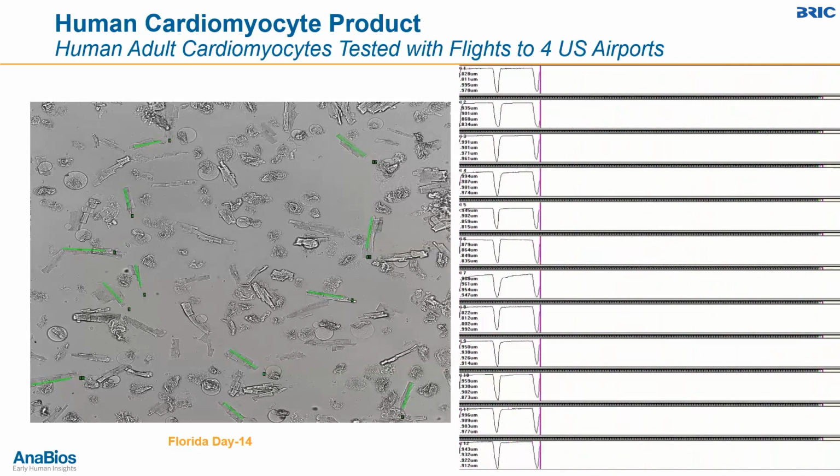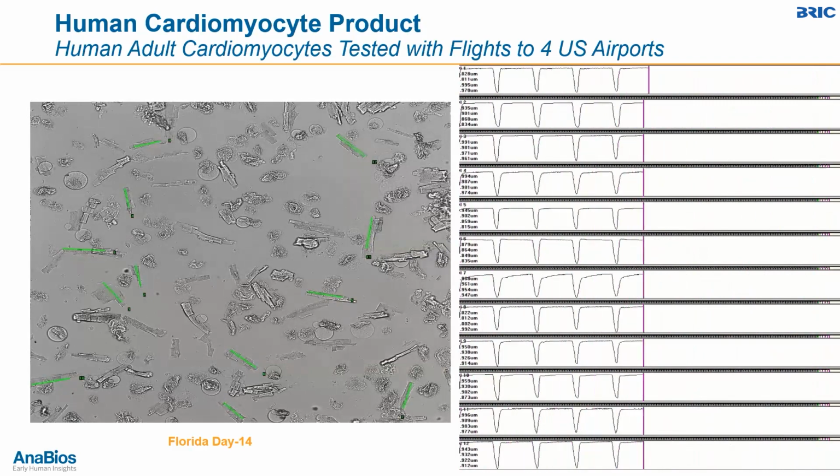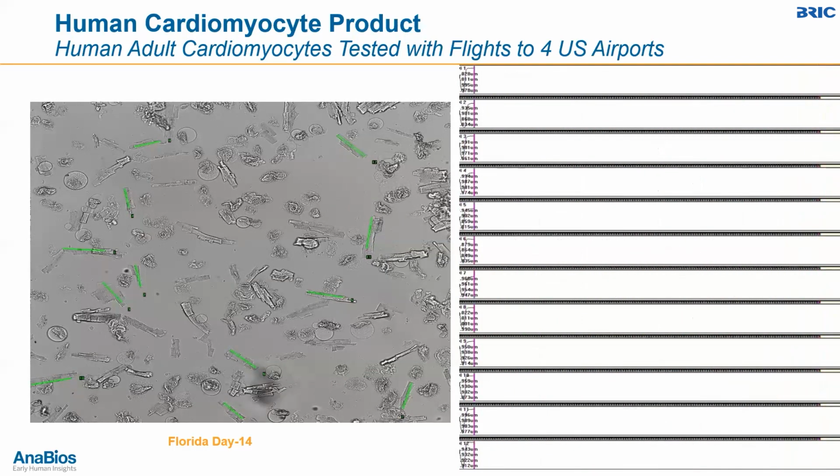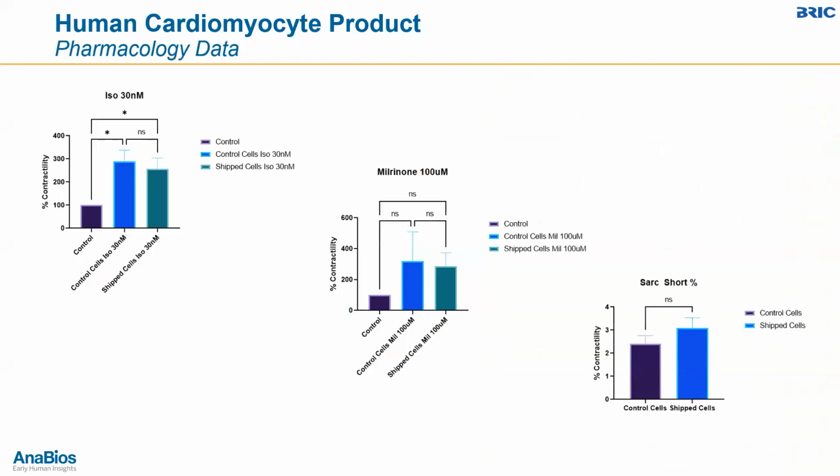After air shipment, the cells kept their morphology, and they kept their ability to contract and relax when we apply electrical stimulation. As you can see on this slide, we demonstrated that the baseline contractility was not different between shipped and non-shipped myocytes. And also we were able to see a good response to isoproterenol, a non-selective beta adrenergic agonist, and a good response to milrinone, a PDE3 inhibitor. Again, there was no difference between shipped and non-shipped myocytes.